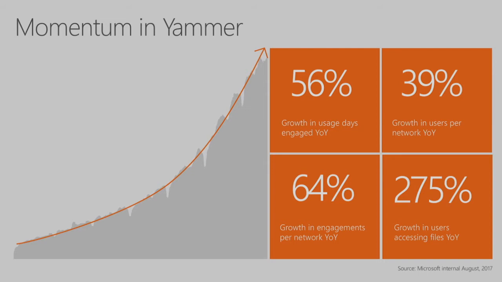56% year-over-year growth in days engaged per user, a 39% change in users per network. We've got an additional 64% year-over-year in engagements per network, and a really massive one, a 275% increase year-over-year in people engaging with files in Yammer. So moving beyond the conversation to talk about files too.